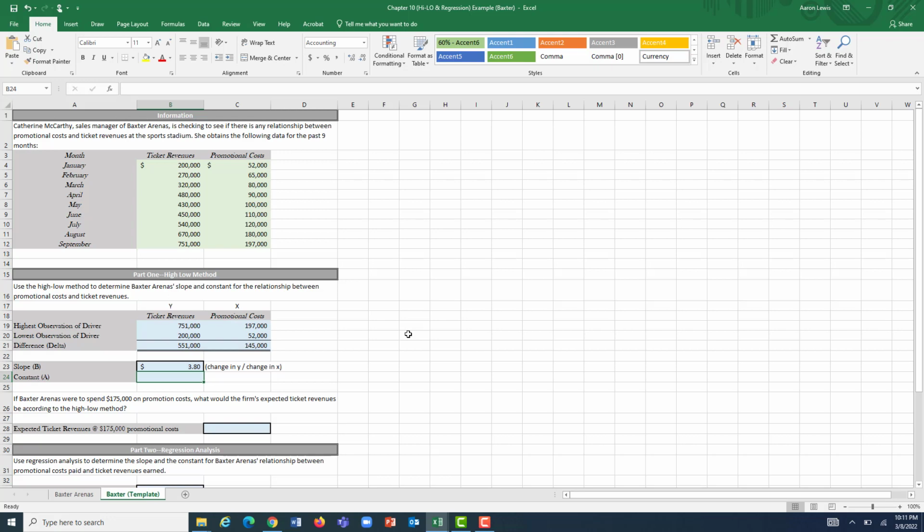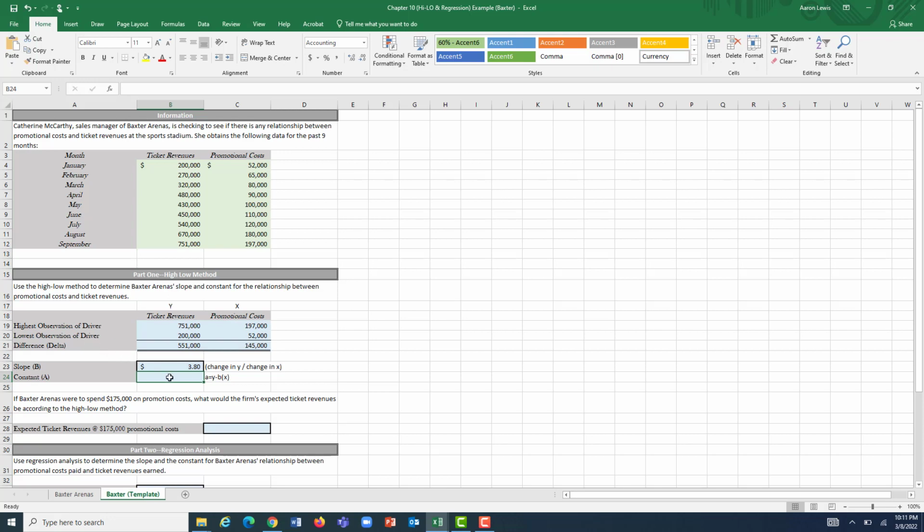Constant is what we expect to experience even if we don't spend anything on promotion costs. And that is found by the formula that A, which is our constant, equals Y minus B times X, with B being our slope. So what do we have here then? Well, we can pick either level. It doesn't matter if we go high, highest observation, or we go low. It's going to come out to the same number. I'm going to start with the highest observation.